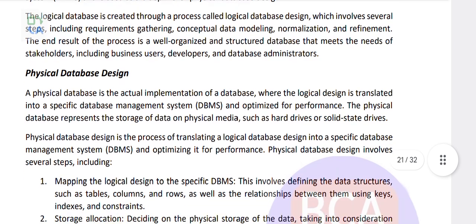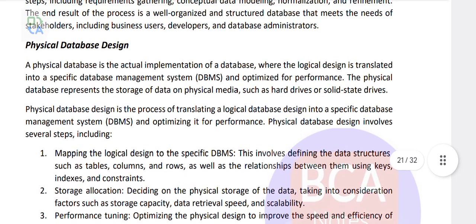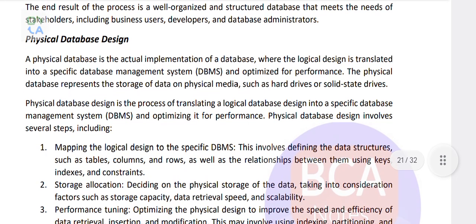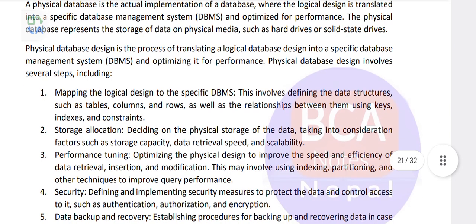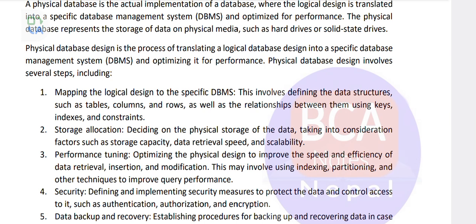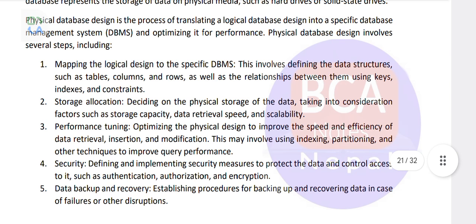Physical database design. A physical database is the actual implementation of the database, where the logical design is translated into the specific database management system (DBMS) and optimized for performance. The physical database represents the mapping of the logical design to the specific DBMS. It involves defining the data structures such as tables, columns, and rows, as well as the relationships between them using keys, indexes and constraints, storage allocation, performance, security, defining data backup and recovery, and establishing the procedures.